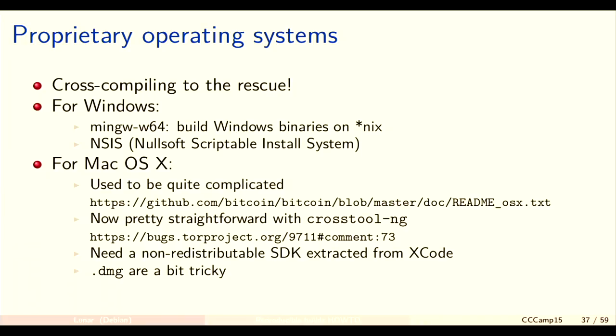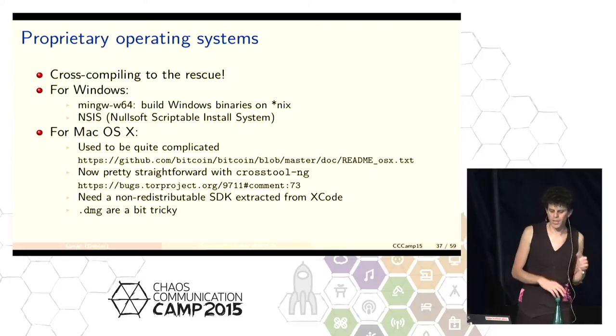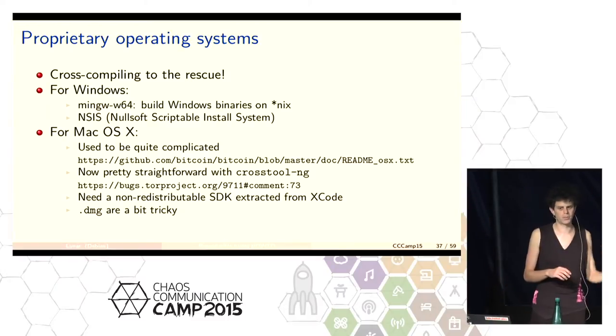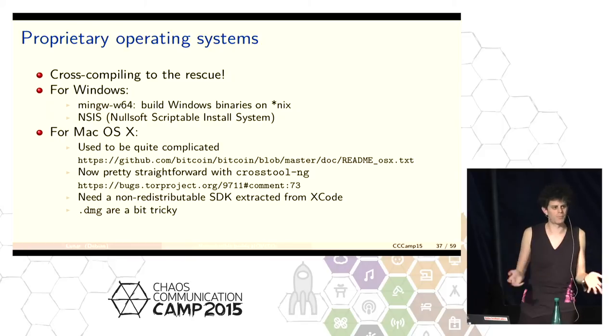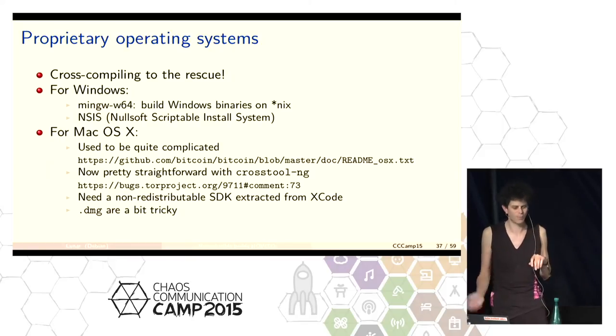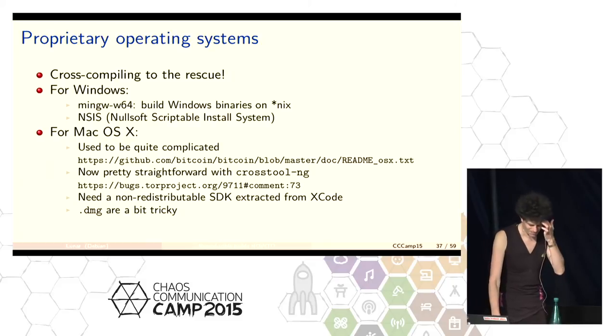For macOS, it used to be quite complicated. You can look at the Bitcoin documentation. Now it became pretty straightforward, thanks to the work done by Ray Donnelly. You will need to use a non-reproducible part, though. That's not that great. But it's provided by Apple after a free registration. You need something from Xcode to give to your cross-toolchain. And you can also create the DMG, which is the usual format to distribute macOS software. It's a bit weird, like you need three different tools, but probably if more people start to do cross-compiling like that, things will improve. I'm confident.